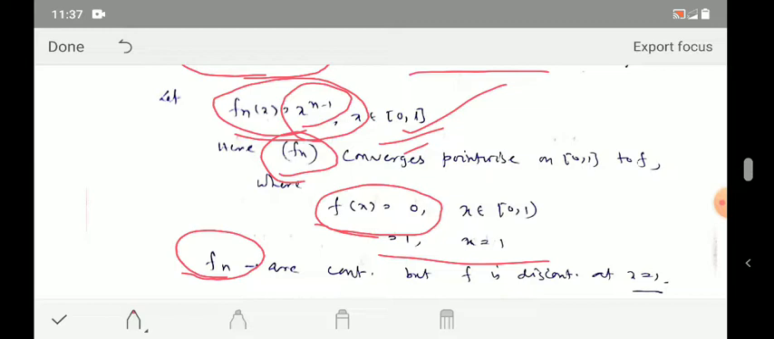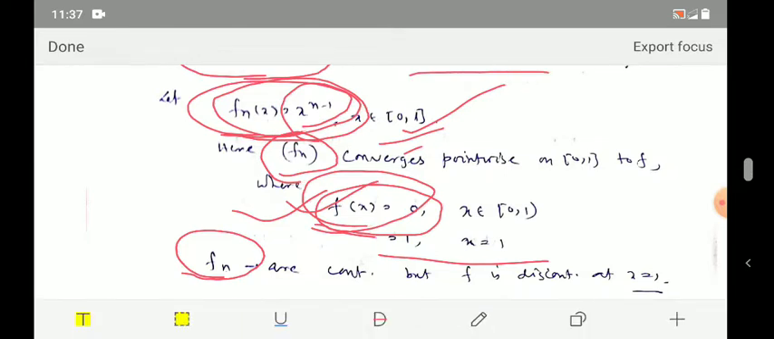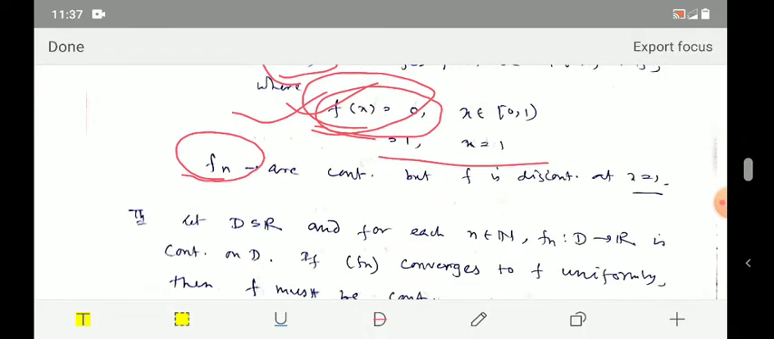This happens because fn converges to f only pointwise, not uniformly. We already saw in the first example that this sequence of functions converges to f pointwise. Therefore, we see that pointwise convergence is not a sufficient condition to preserve the property of continuity actually.